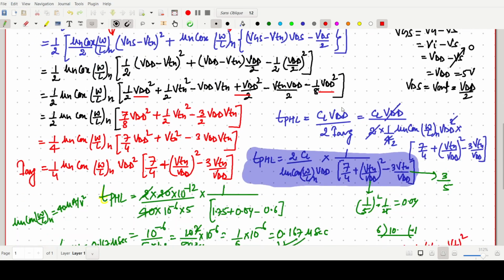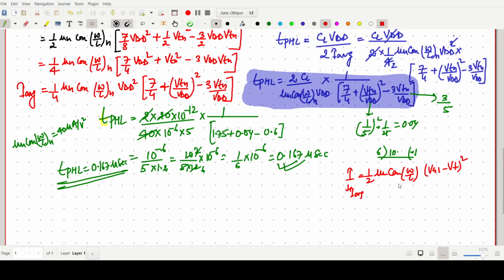Okay, so if we find this I, we have to write this expression: 1 by 2 into 40 into 10 to the power minus 6 into 5 minus 1. So it should be 20 into 10 to the minus 6 into 5 minus 1, so 4. It should be 80 into 10 to the minus 6.